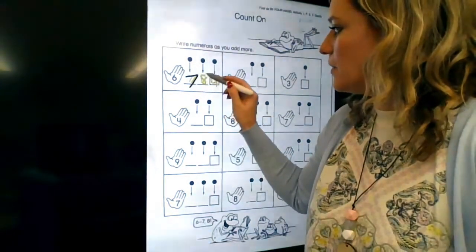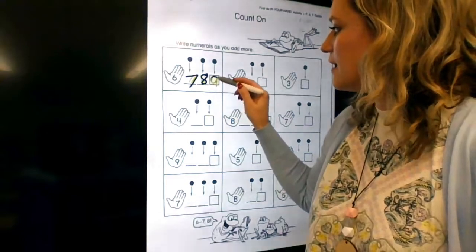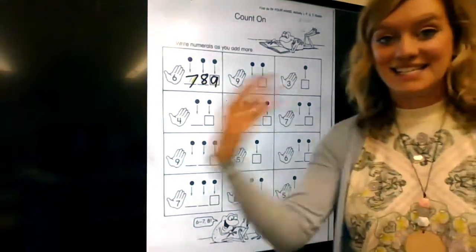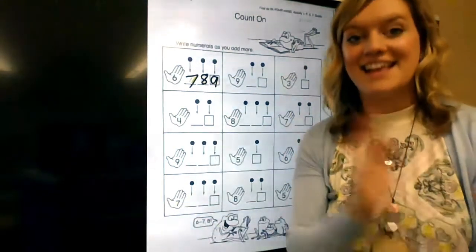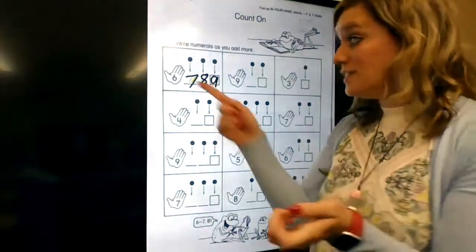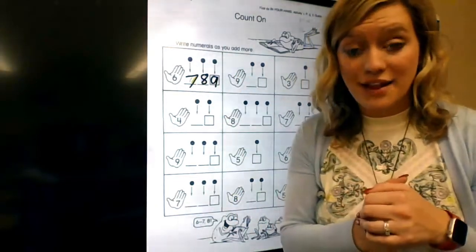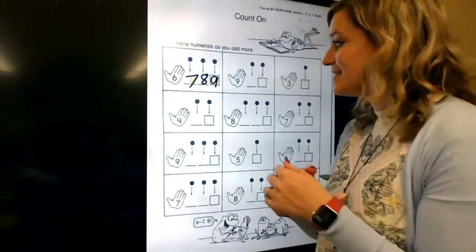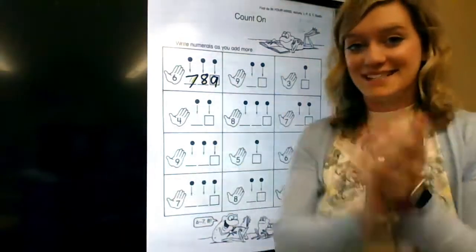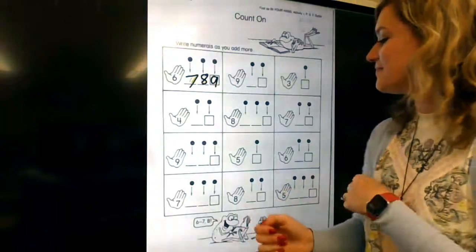I was working with yellow earlier today. Okay, so we had 6, 7, 8, 9. We counted on. We just did 6 plus 3 because we added 3 dots. Okay, so we did 6, 7, 8, 9.